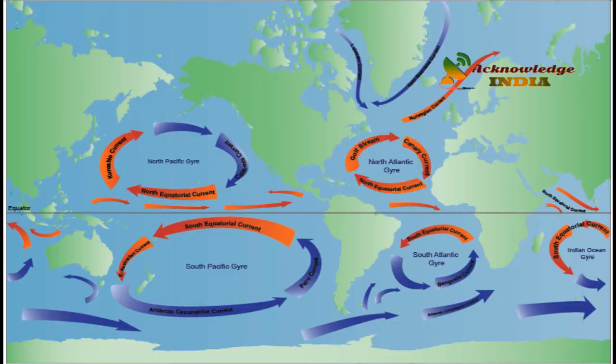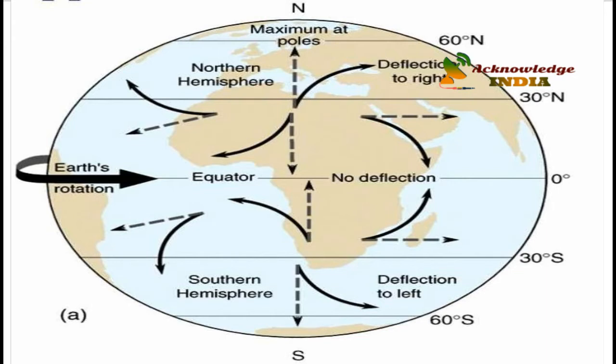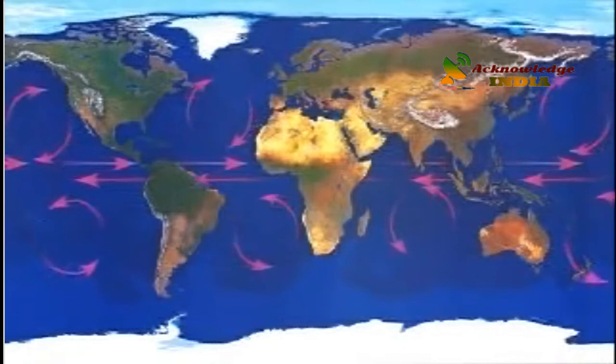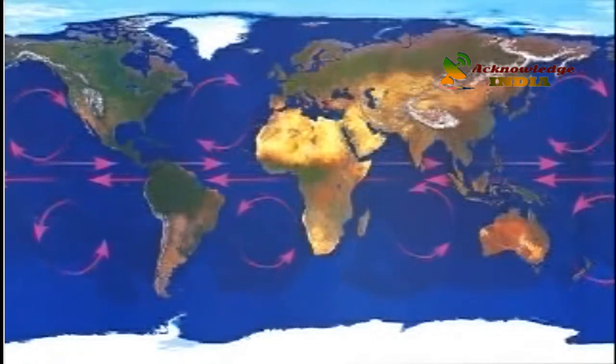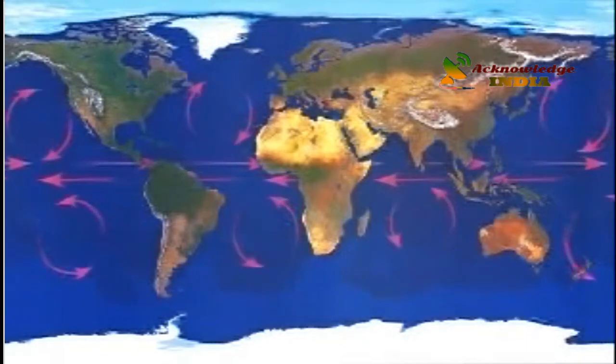Important observations about Coriolis force. The currents flowing from the equator towards the North Pole and from the North Pole towards the equator are deflected to their right, while the currents flowing north to south and south to north in the southern hemisphere are deflected towards their left. So friends, that's all for today.